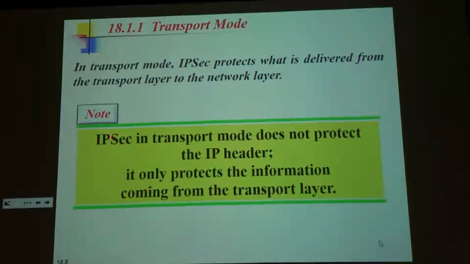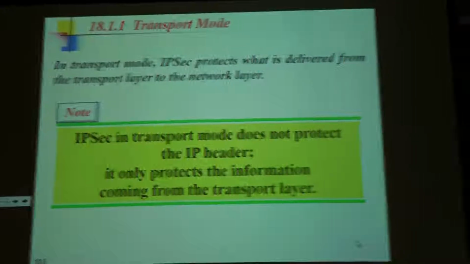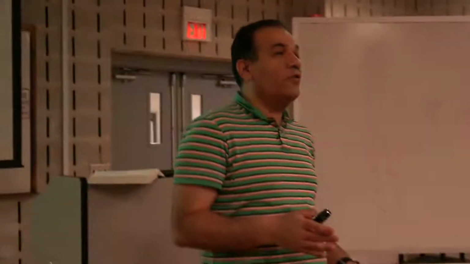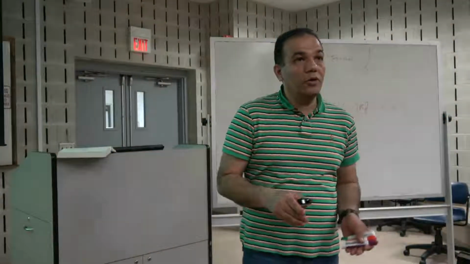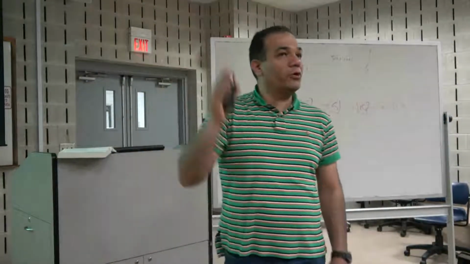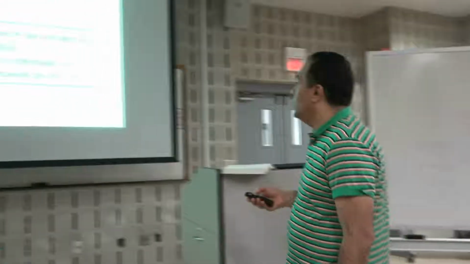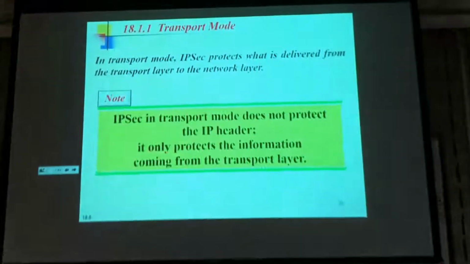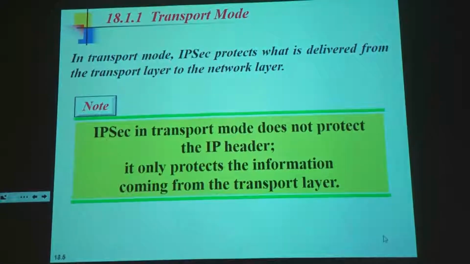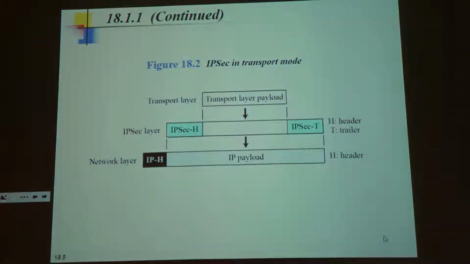So IPsec in transport mode does not protect the IP header. The IP header is not protected. The only thing protected is the payload. The payload coming from where? From the transport layer. So it only protects the information coming from the transport layer, as you see in here.